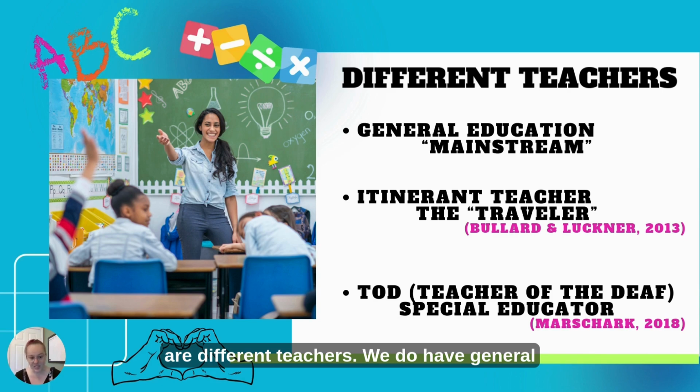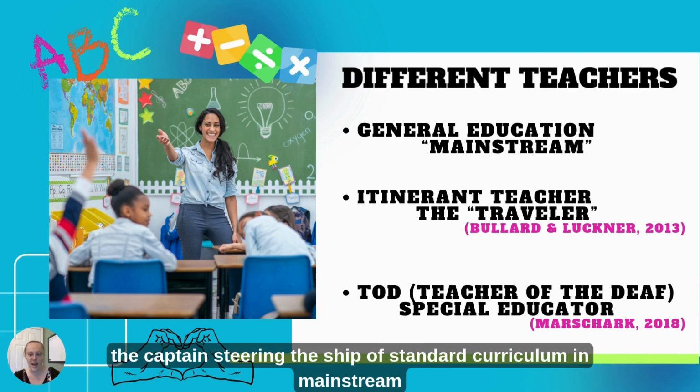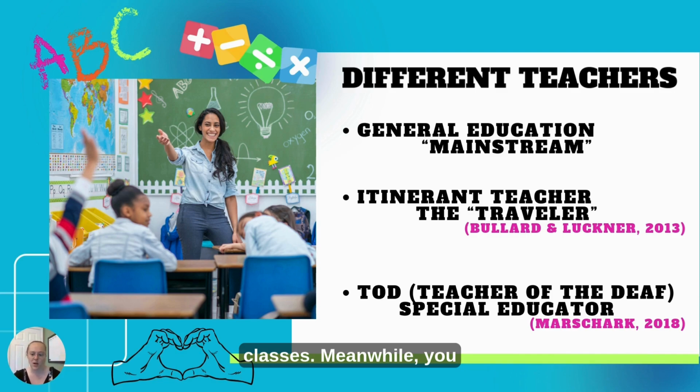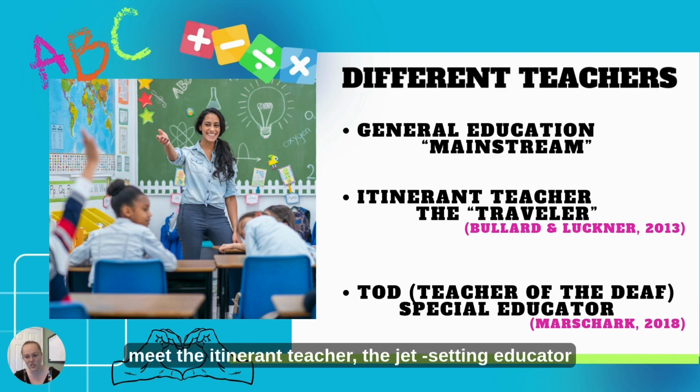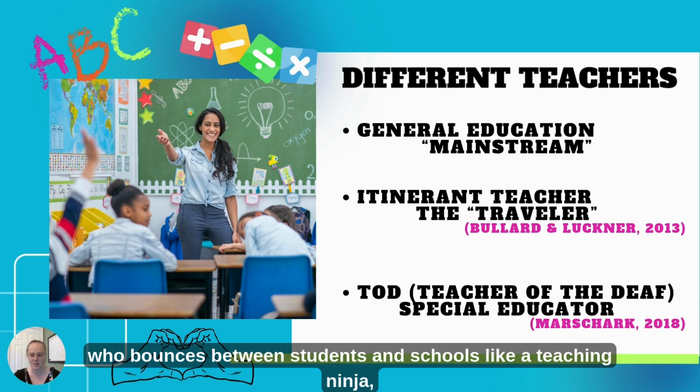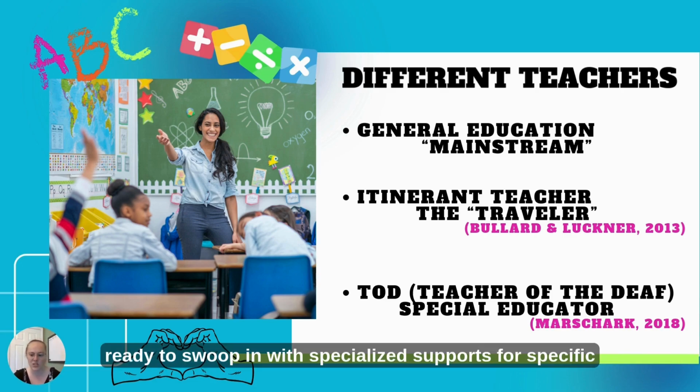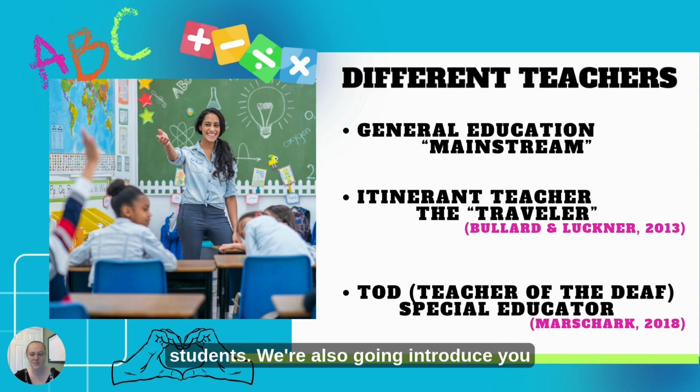There are different teachers. We do have general education for the mainstream, itinerant teachers, the travelers, and the TOD, the teacher of the deaf, or the special educator. Picture your typical general education teacher. They're the captains steering the ship of standard curriculum in mainstream classes. Meanwhile, you meet the itinerant teacher, the jet-setting educator who bounces between students and schools like a teaching ninja, ready to swoop in with specialized supports for specific students.